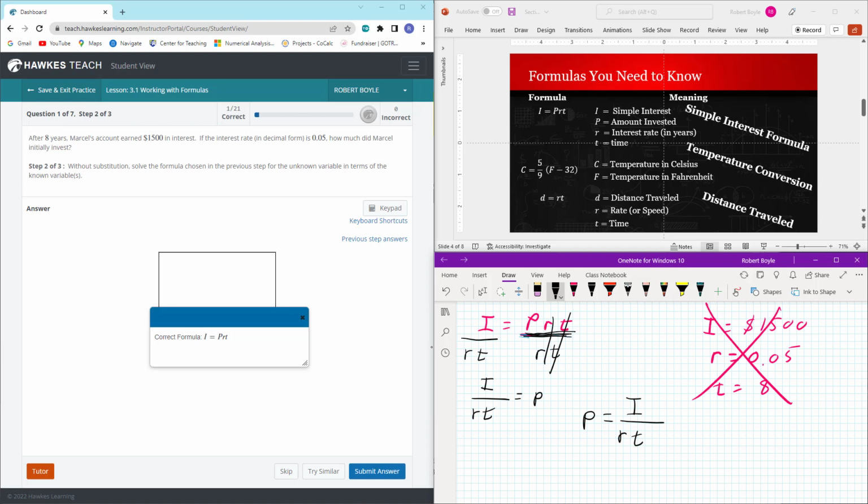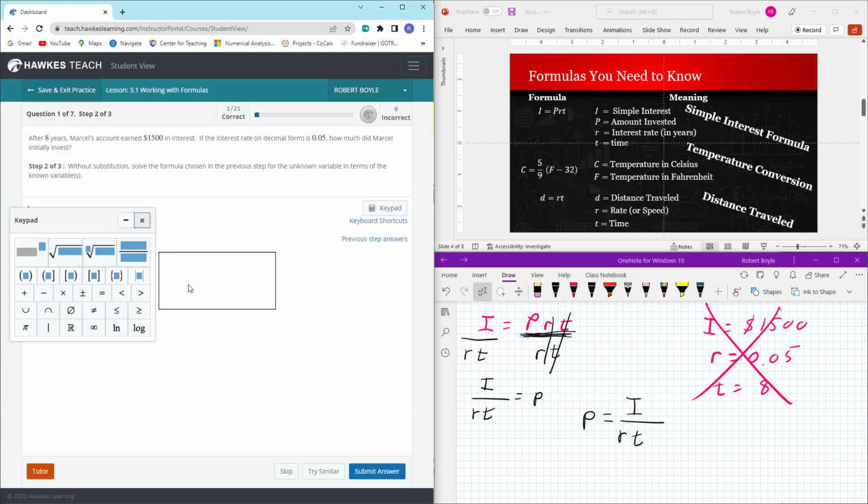Now the big question is, how do you do that? What we can do is click on the box, and we need to write the equation in using their little equation editor. This is what we can do. First thing is we can click on the keyboard, because that will come in handy. Click back over here. We can do P equals, this is our fraction. Up here we would put capital I. Down here we can put RT. Okay, and then we can submit our answer.